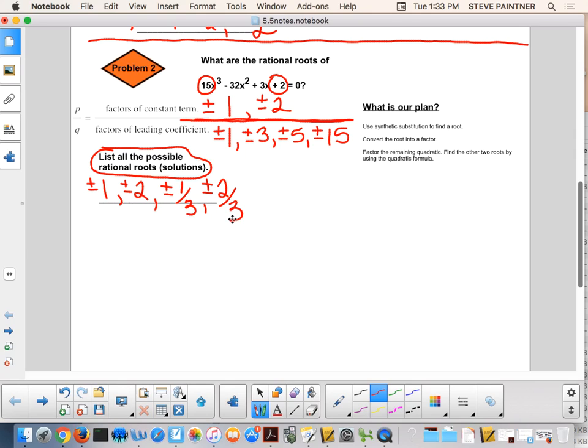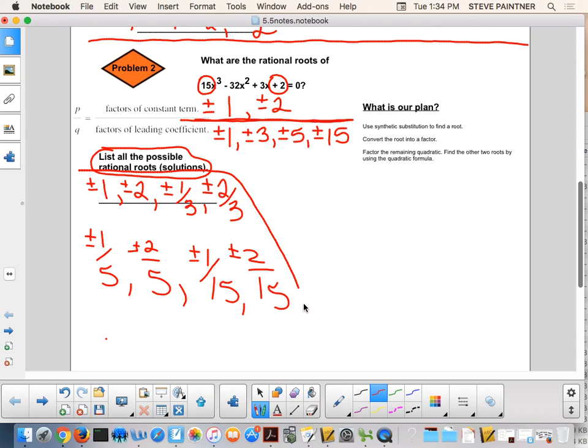Now put it over 5. Say the answer. Plus or minus 1 over 5, plus or minus 2 over 5. Okay. Finally, over 15, you'd say what? Plus or minus 1/15, 2/15. Okay, got them.